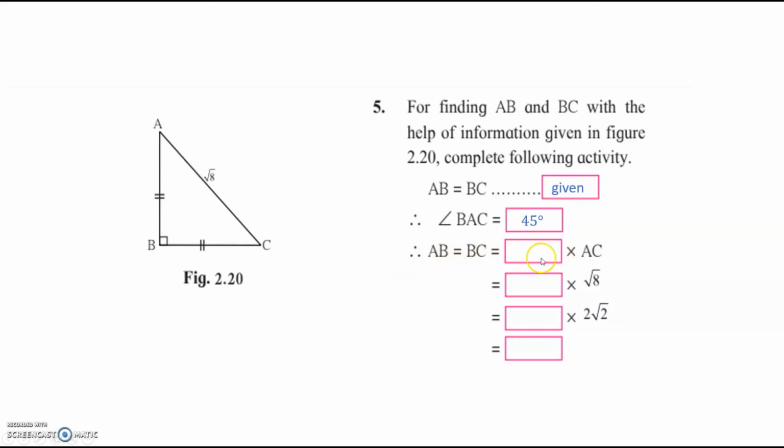AB equal to BC is equal to 1 upon root 2 into AC. Now they have substituted AC value, that is root 8. So we will write the same 1 upon root 2 here. Now root 8, when it is simplified, you get it as 2 root 2. So here again we'll write the same thing, 1 upon 2. Now, root 2 of the denominator and root 2 of the numerator will get cancelled, and so our final answer will be just 2 units. So, this is how we do the sum, that is AB equal to BC is equal to 2 units when the hypotenuse is given to be root 8 units.